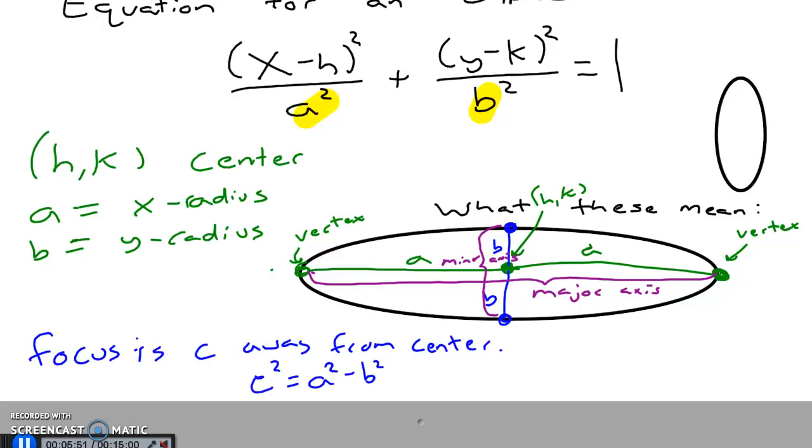So the c would tell us how far away the focus is, and the focus is always on the major axis. So it's right here, maybe our c. And there would be one on both sides. So it would be our focus. And it is c away on both sides.